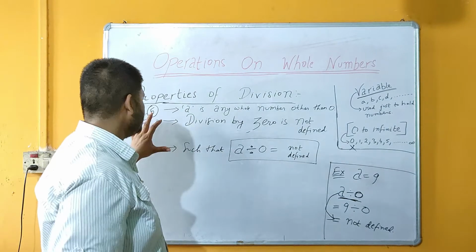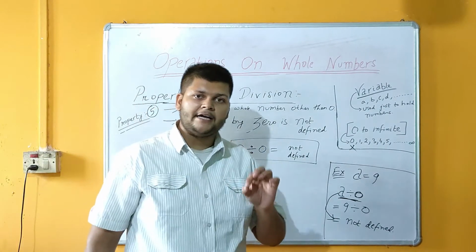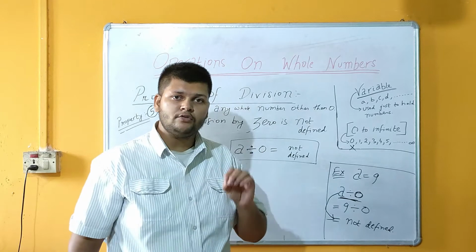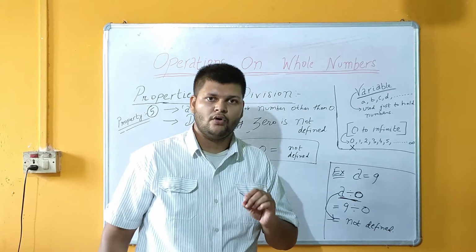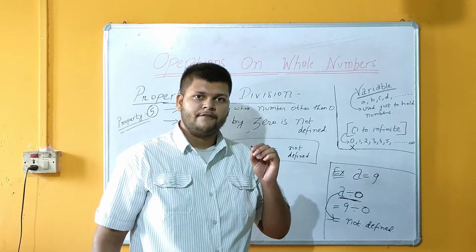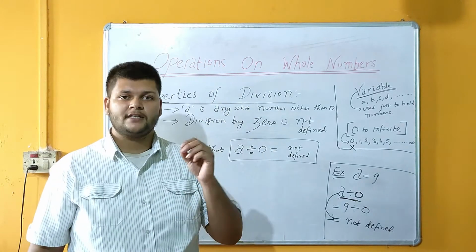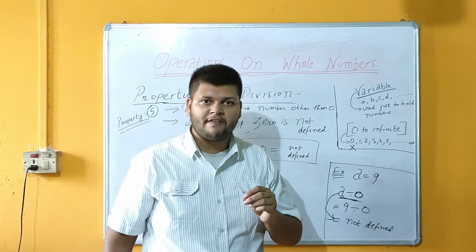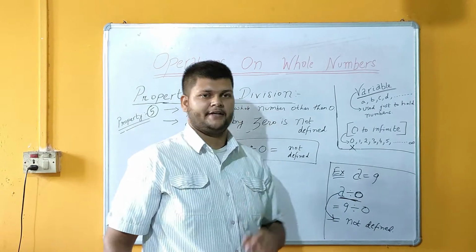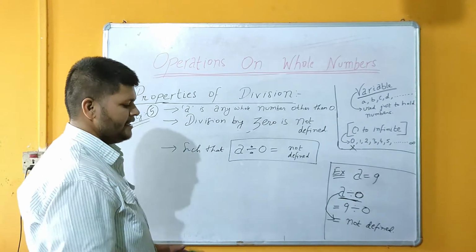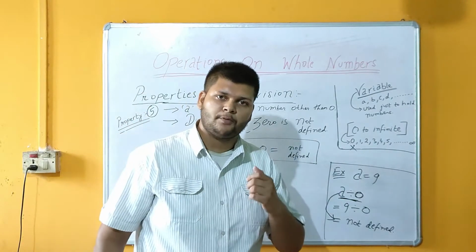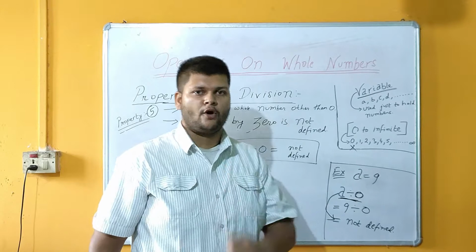By this property, I simply mean that when you try to divide any whole number other than 0 by 0, you will get the result as not defined, or undefined. I hope you are clear. Now I am erasing this property and moving to the last property in case of division operation.